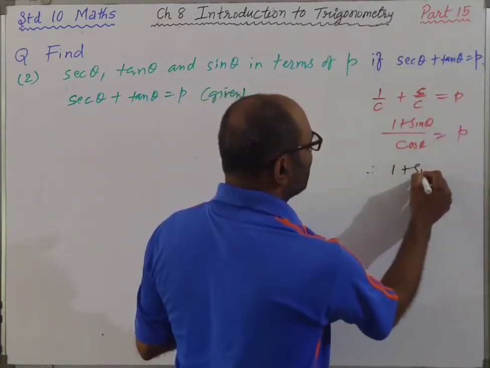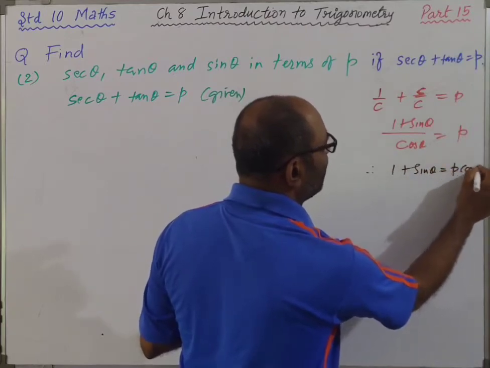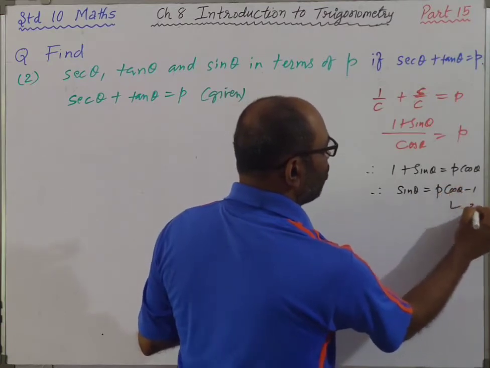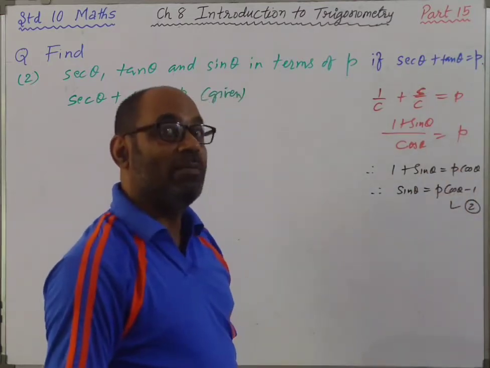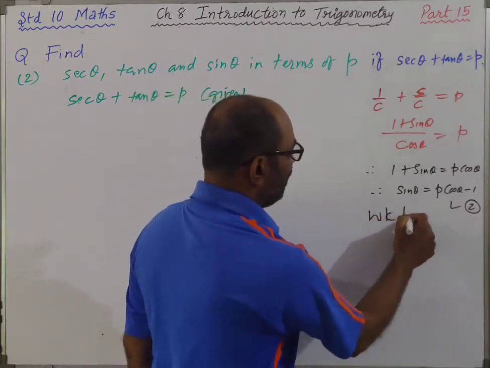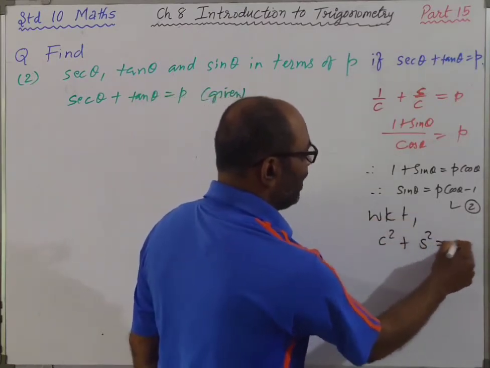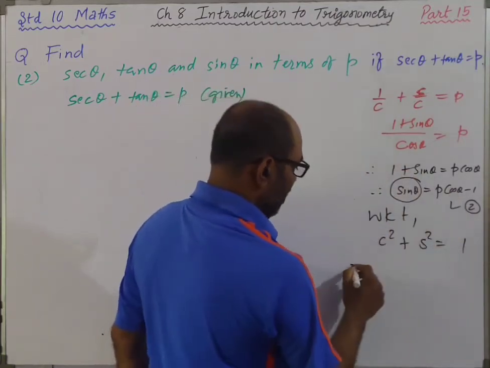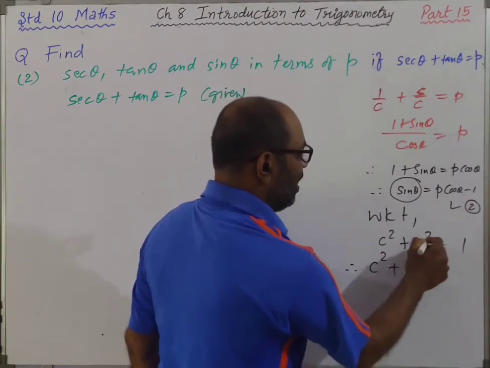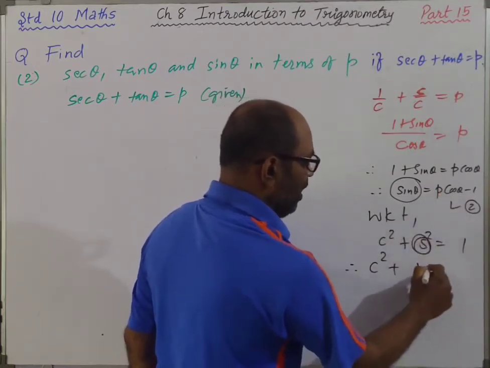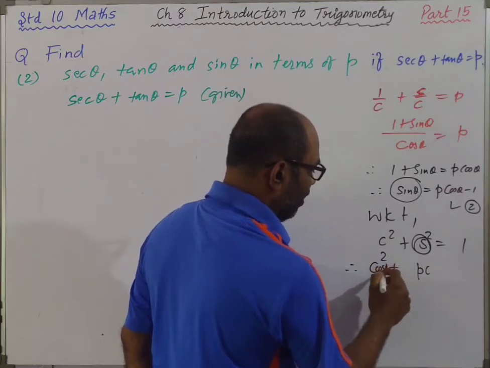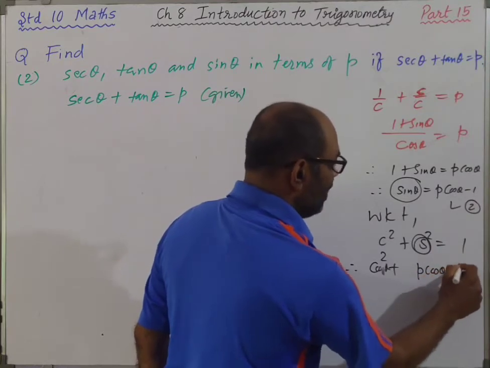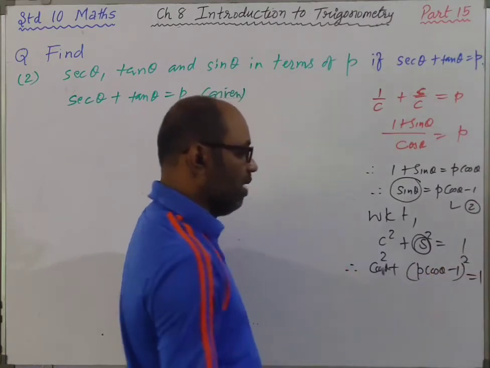Therefore 1 plus sin theta is equal to p cos theta. Therefore sin theta is equal to p cos theta minus 1. Call it result number 2. Now, trigonometric identity: we know that cos square theta plus sin square theta is equal to 1. The value of sin is there. Write, therefore cos square theta plus, now instead of sin, p cos theta minus 1, whole square is equal to 1.